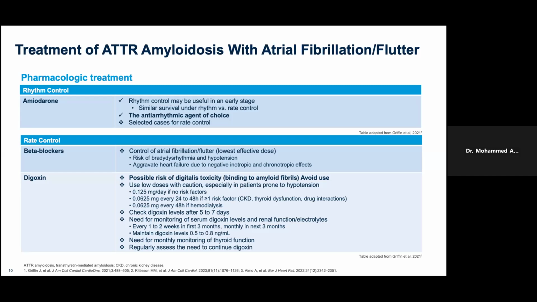If you use it, start with a low dose, with caution, and monitor the digoxin level regularly after 5 to 7 days. Monitor serum digoxin level, renal function, and electrolytes every 1 to 2 weeks in the first month, then monthly for 3 months. Monthly monitoring of thyroid function is needed, and regularly assess the need to continue digoxin.